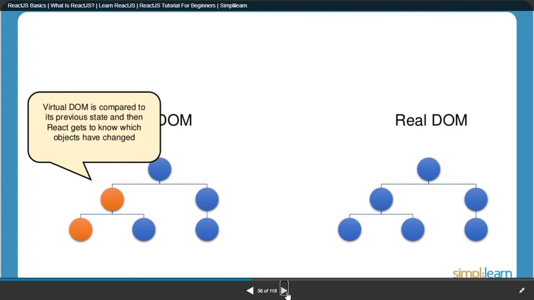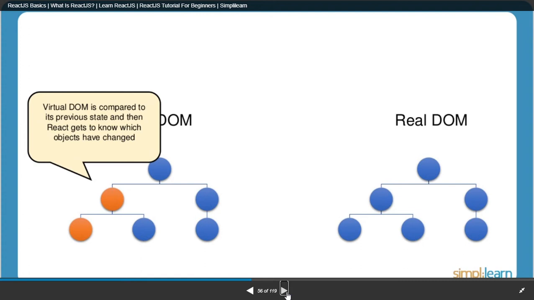Consider a scenario where the previous state value is 15, but you have updated the same value 15 in the current state also. In that case it won't change the DOM. It won't tell React to change anything, and it won't tell React which object has changed, because the previous value is 15 and the current value is also 15.